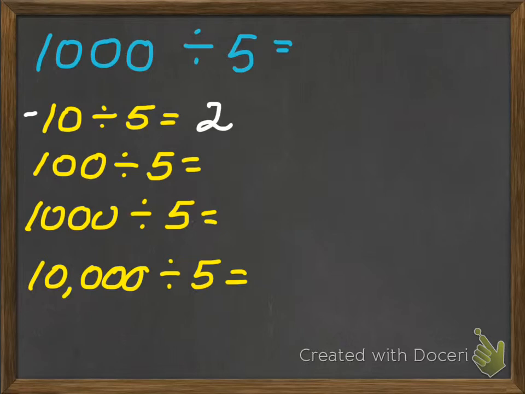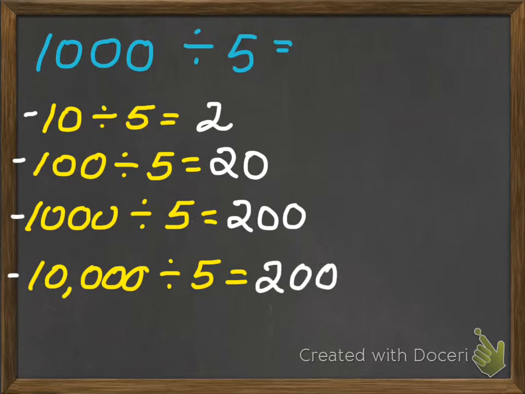Watch what happens when I do 100 divided by 5. That equals 20. Do you notice the pattern? 1,000 divided by 5 is going to equal 200. You should notice the pattern by now. 10,000 divided by 5 is going to equal 2,000. Here's how I figure this out.